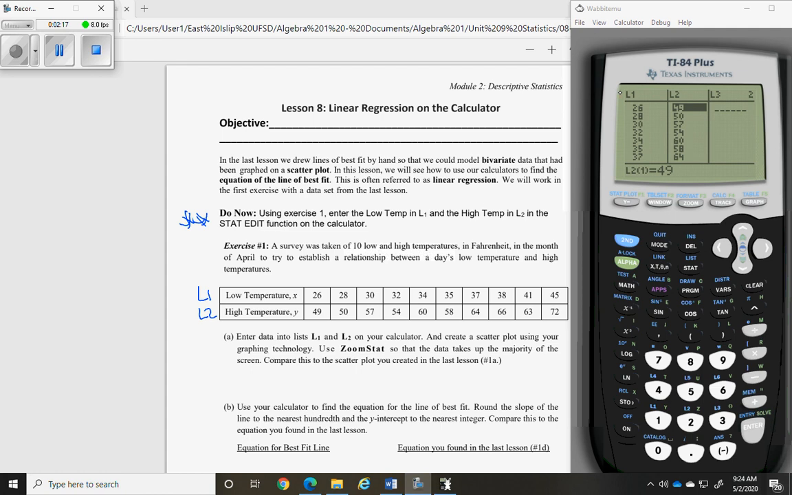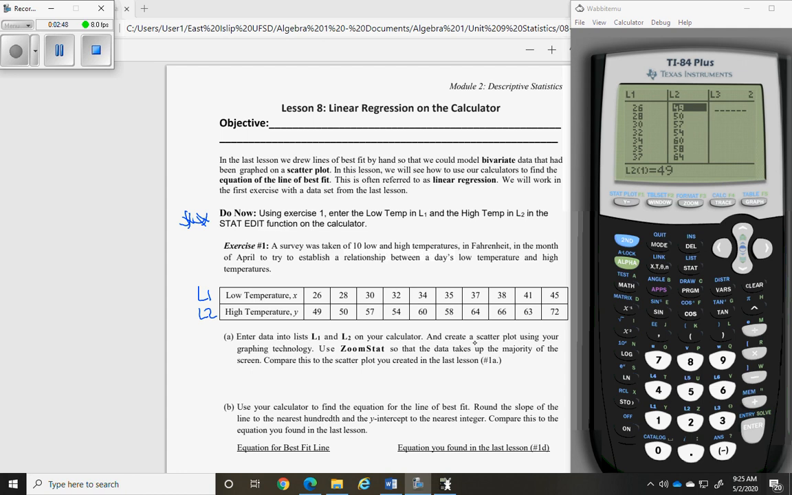So my information's entered in L1 and L2. Remember, you can pause the video anytime you need to. And we can see that this is the same exact situation as lesson 7, that it's a survey of 10 low and high temperatures. So we actually already did this exact problem by hand yesterday, and I'm going to show you how to do it on a calculator, and we're going to compare and contrast what it looked like by hand versus what it looks like on the computer. So we have it in our L1 and L2, and then we're going to be creating a scatter plot.